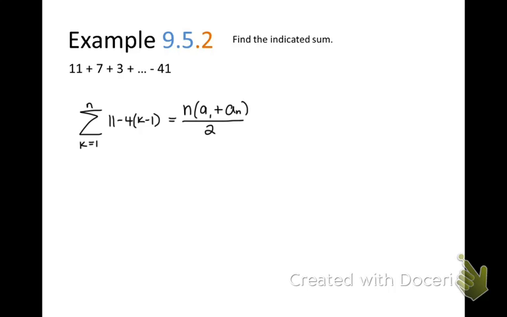So what's the only thing that I need to figure out? Do I know the first term? Do I know the last term? What do I not know? How many terms I'm adding. How can I figure out how many terms I've added here?